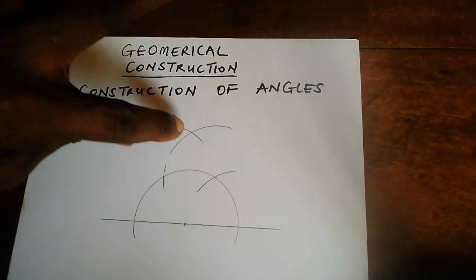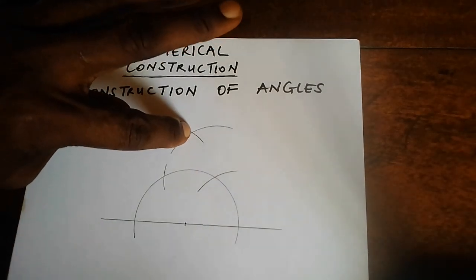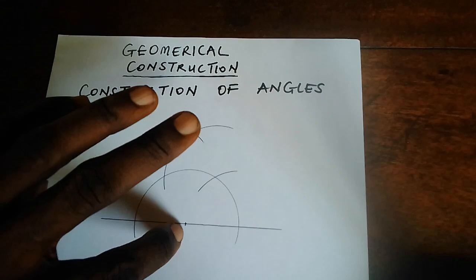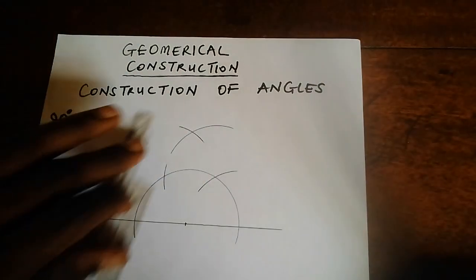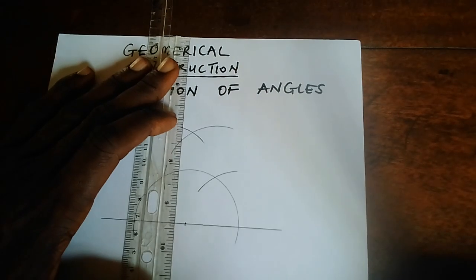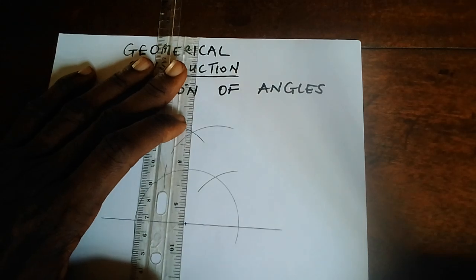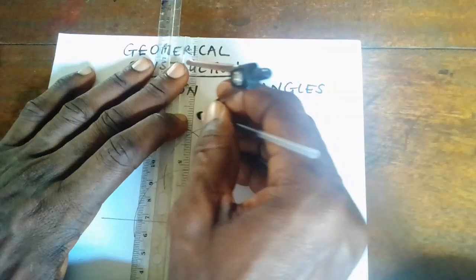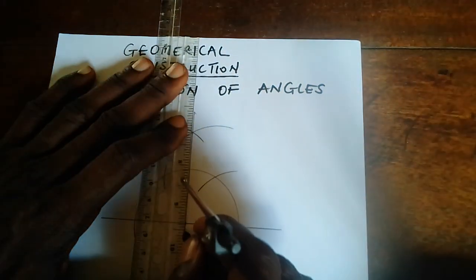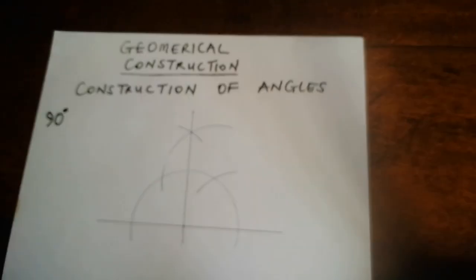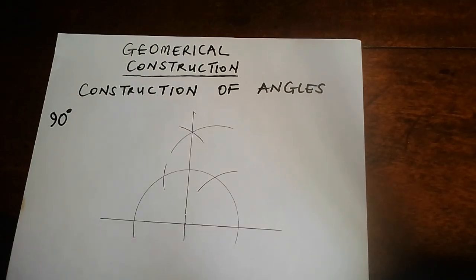So the point of intersection of these two arcs that met here and this center, you will now join together with a ruler, with a straight line. So you can see that we've got our angle 90 degrees. This is how to construct your angle 90 degrees using your compass and ruler only.